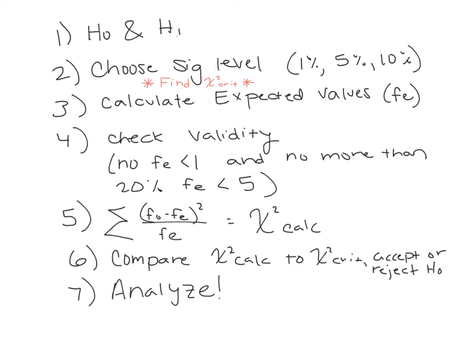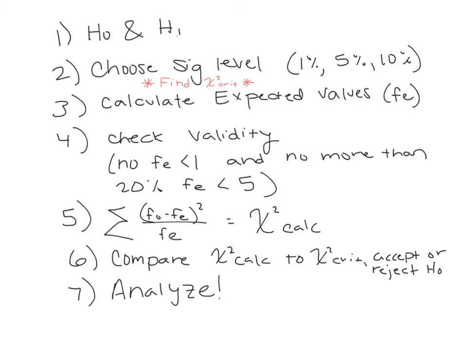So the first thing that we're going to do in a chi-squared test is we're going to write down what our null hypothesis is and what our alternate hypothesis is. And the next thing we're going to do before we do anything else is we're going to choose our significance level. And so your significance level is basically what percent of the time your results will be due to chance rather than due to an actual association or independence.